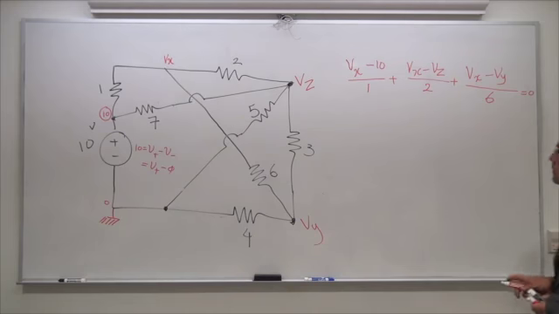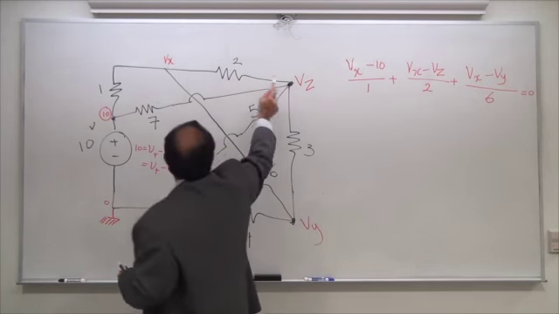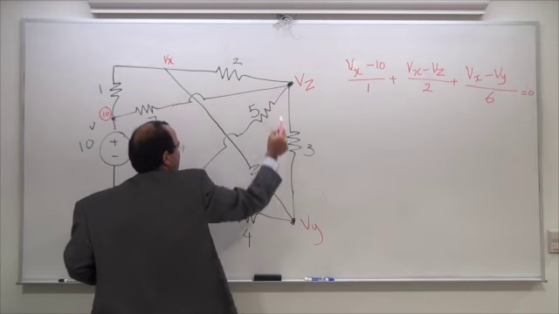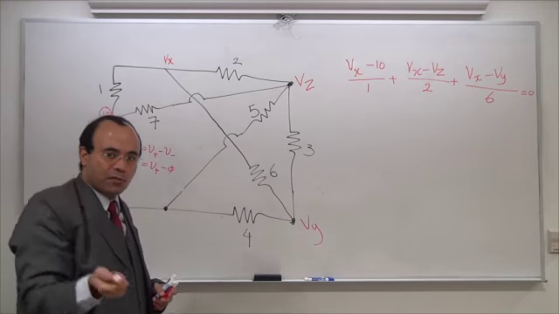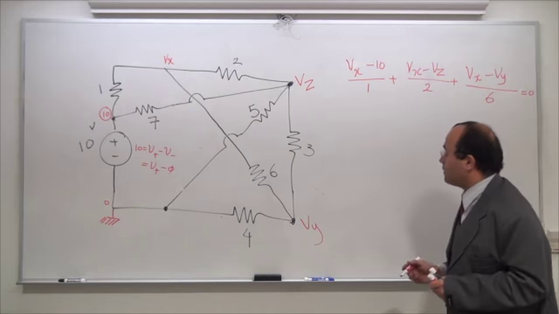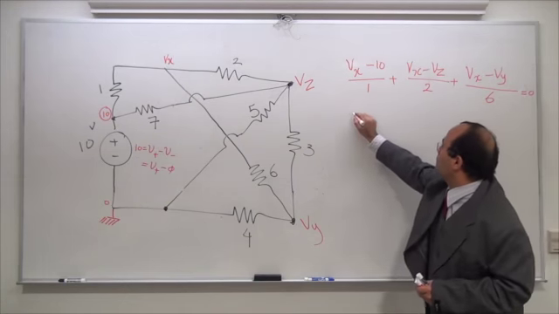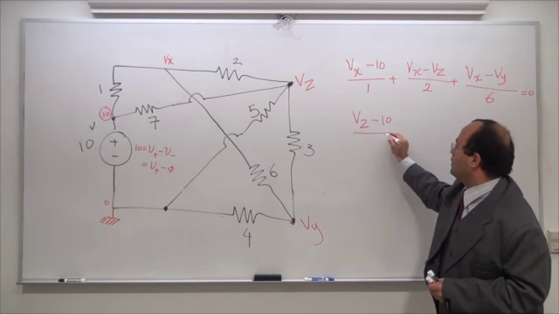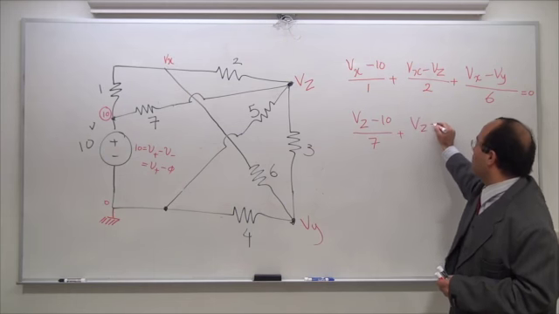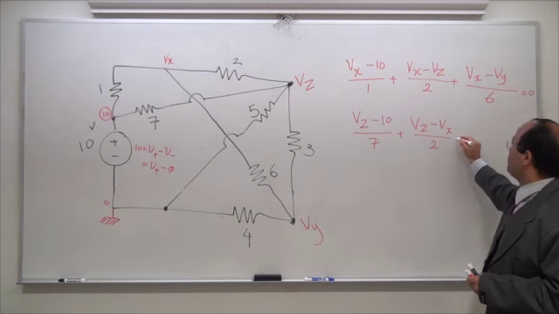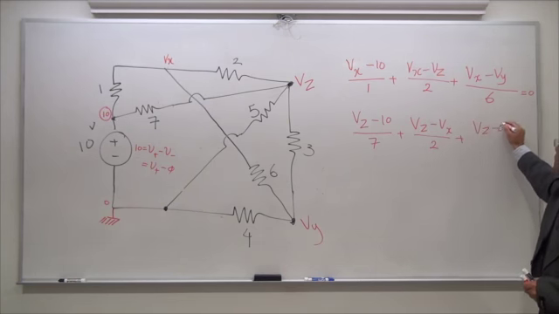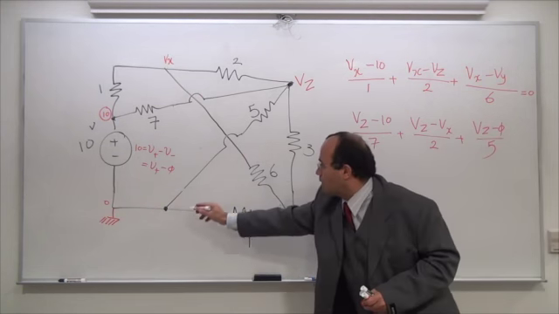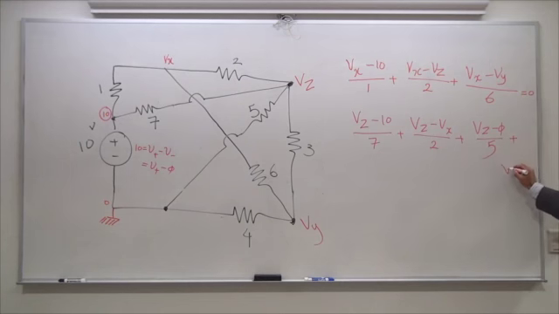Let's take a look at Vz. 2 ohm is attached, 7 ohm is attached, 5 ohm is attached, 3 ohm is attached. You have 4 components, so 4 terms. So it's going to be Vz minus 10 divided by 7, Vz minus Vx divided by 2, Vz minus 0 divided by 5, I'm taking care of this, and then Vz minus Vy divided by 3 is equal to 0. Let me write it down on this end.